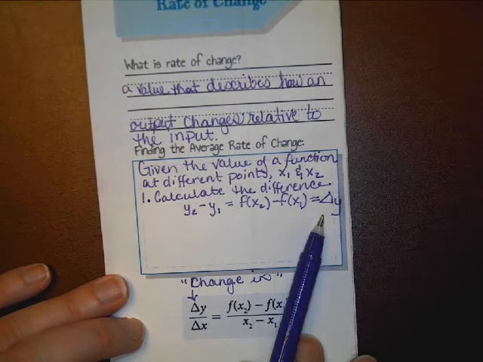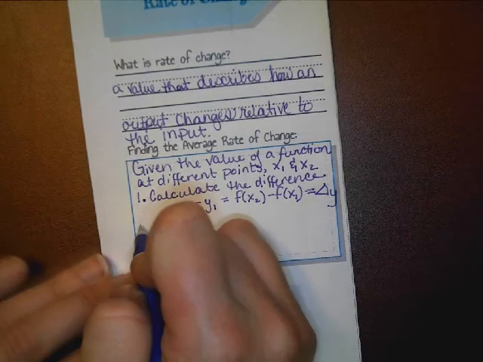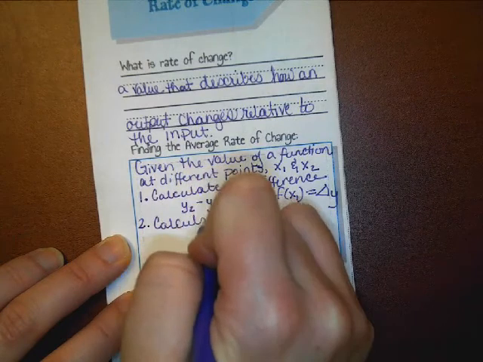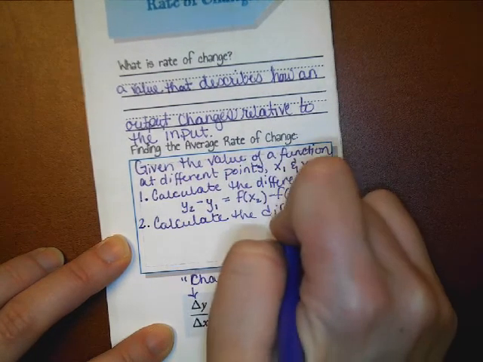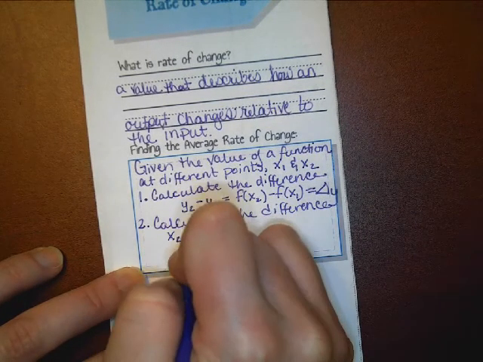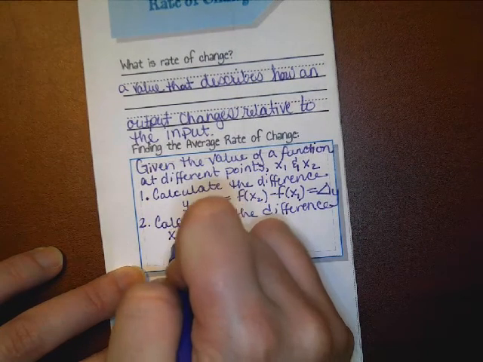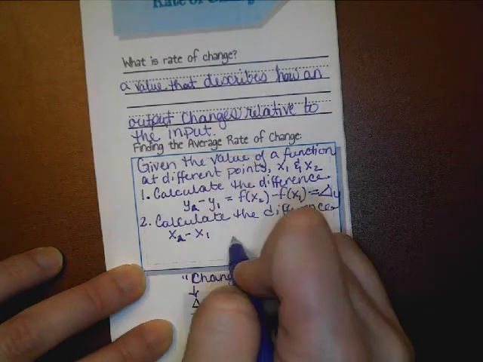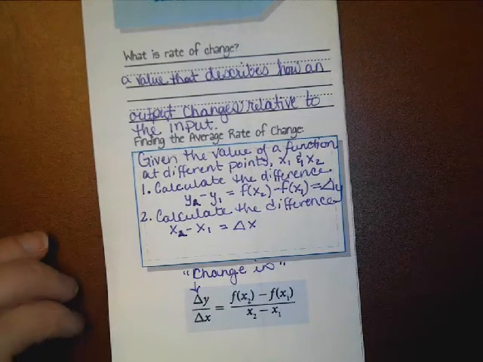So we have a change in y, okay? So that's what we're going to do. We're going to calculate the difference. What is the change in the y values? So what do you think step 2 will be? Calculate what? Calculate the difference with the x. Yeah, the difference. x2 minus x1. Okay? That's a 2, not a z. x2 minus x1, which is the same thing as the change in x.